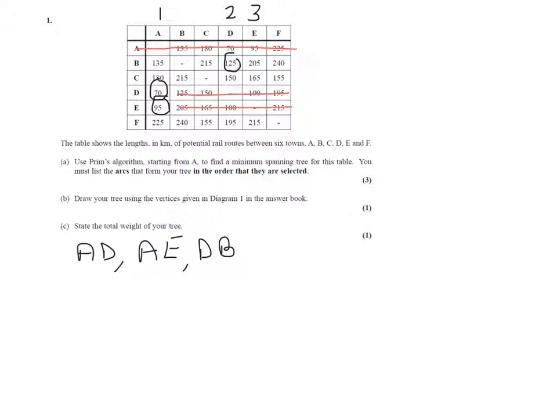We delete the row for B, make B number 4, and now put a ring around the lowest undeleted entry in the numbered columns. So the numbered columns are 1, 4, 2 and 3. What's the lowest number in 1, 4, 2 or 3? It's 150.